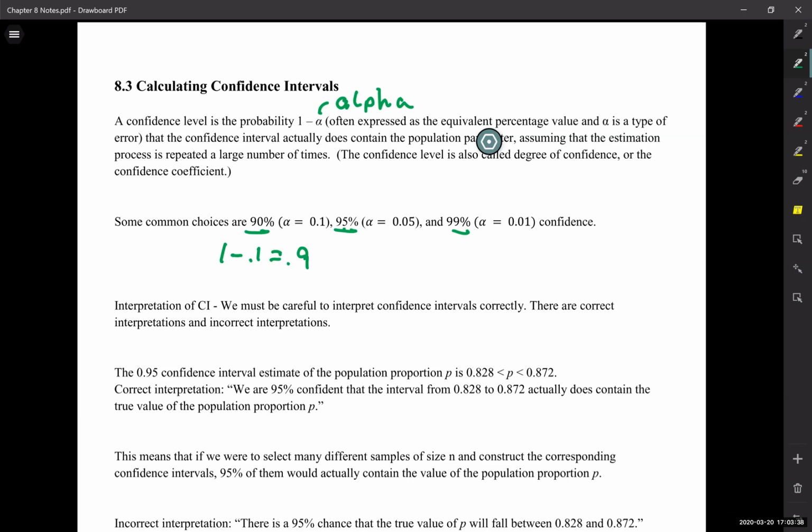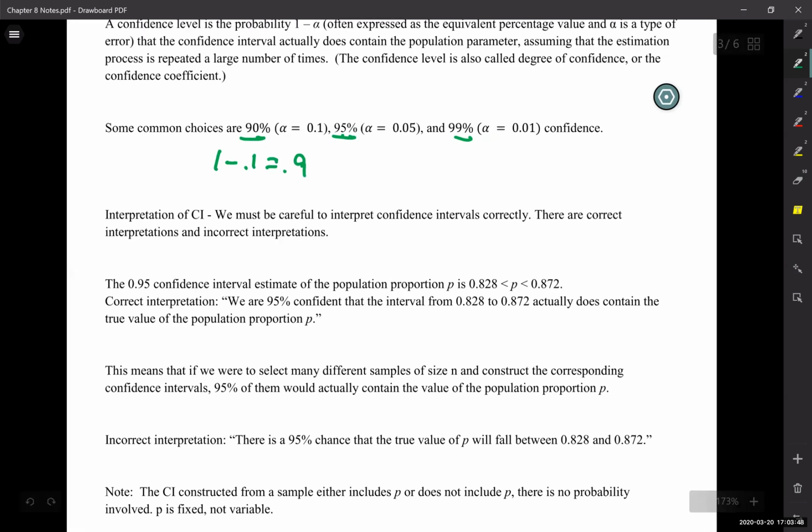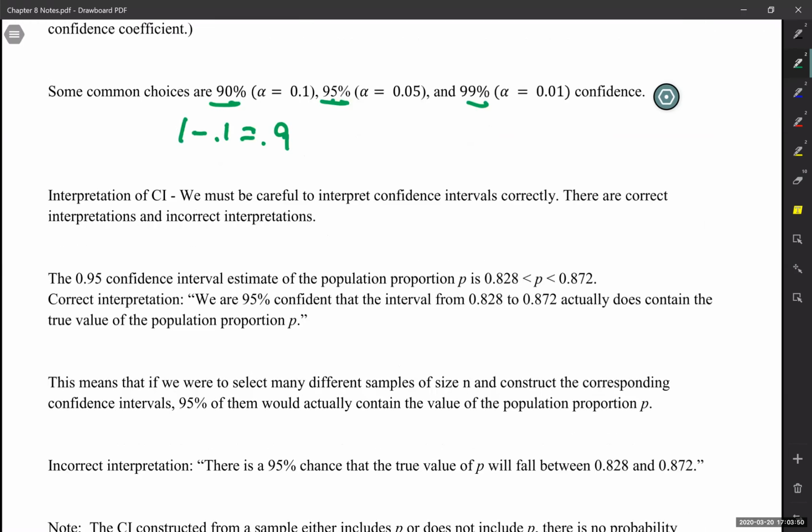Okay, so we must be careful to interpret the confidence intervals correctly. Let me just zoom in a little more. This is an example of a correct interpretation. Not going to go too much into this right now. I will come back to this before this lecture is done. But we are now going to be answering in the form of a sentence for all of these questions. And this is a great example of how to write a sentence.